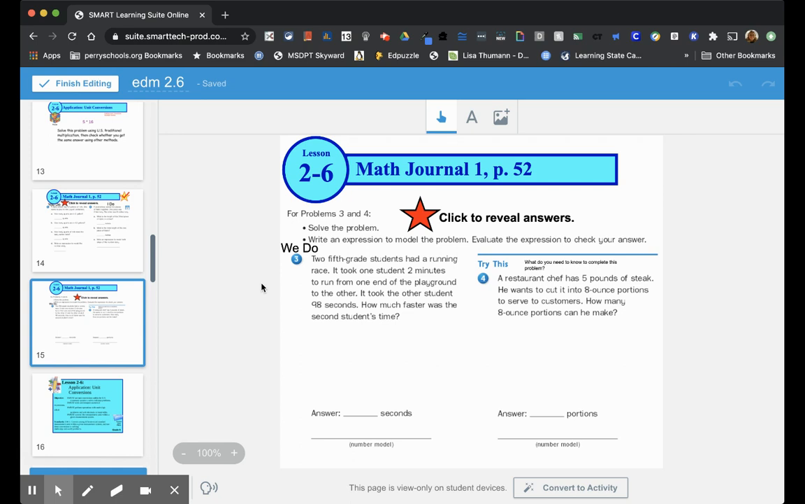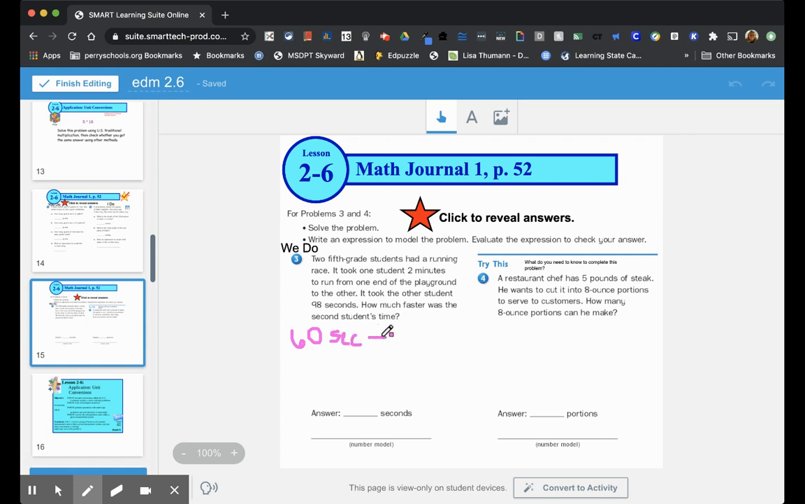2 5th grade students had a running race. It took one student 2 minutes to run from one end of the playground to the other. It took the other student 98 seconds. How much faster was the second student's time? So we're talking about minutes and seconds. For this problem, we want to be able to convert between minutes and seconds. So you want to ask yourself, how many seconds are in a minute? Well, I know that there are 60 seconds in 1 minute.